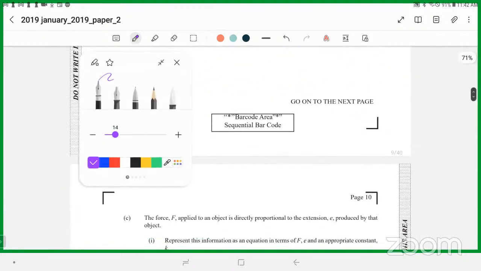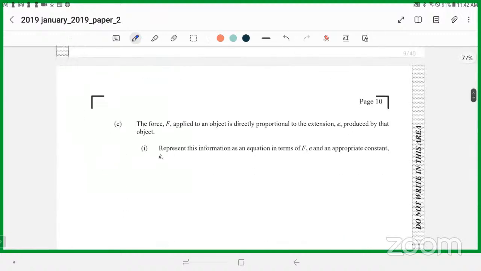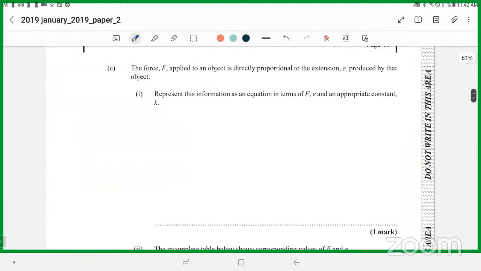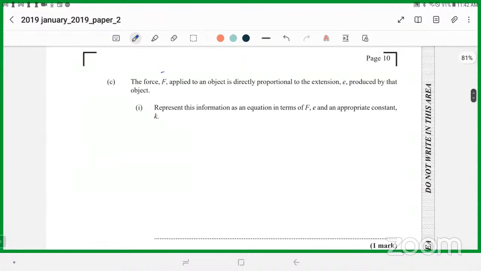Let me get back the blue ink. Next one. We're going to do the mathematics the easy way, guys. All right? So this one says the force F applied to an object is directly. Remember, once it is directly, it is K times. So the first thing is directly proportional to the second thing, which is extension. So that means that the force is equal to the constant of proportionality times the extension.